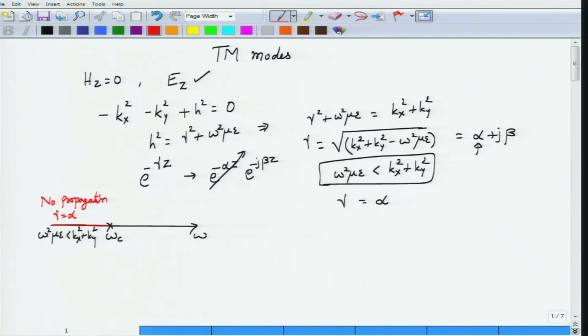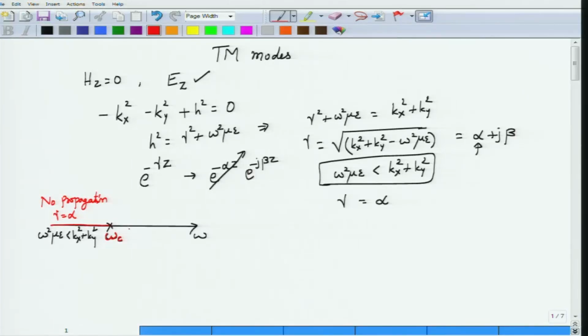Okay. However, at this critical frequency, what happens is that this omega square mu epsilon just becomes equal to kx square plus ky square. You still do not get a propagation because the quantity under the square root has become 0, and gamma equal to 0 would imply alpha is equal to minus j beta. So you still have an attenuation, okay, and waves are still not propagating.